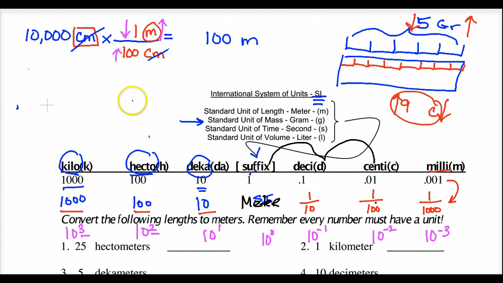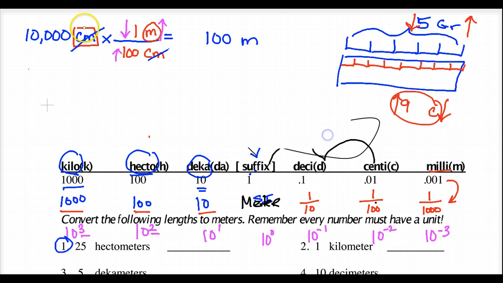Let's do another. In fact, let's do number 1. Number 1 says I have 25 hectometers. So I put my 25 here. That's my number. My unit is hectometers. I'm just going to put HM as my abbreviation. You're allowed to do that. And notice a number without a unit means nothing at this point. And now I'm going to convert this into meters, little m.